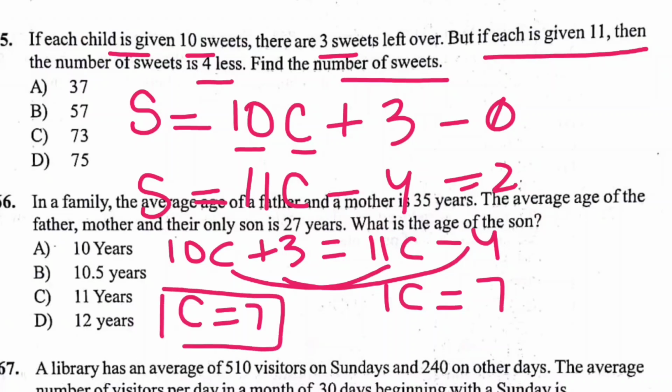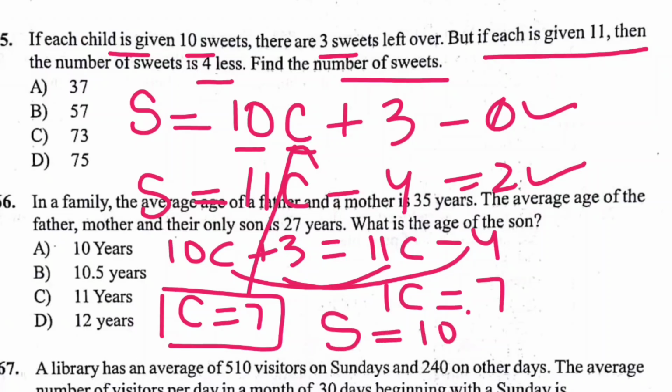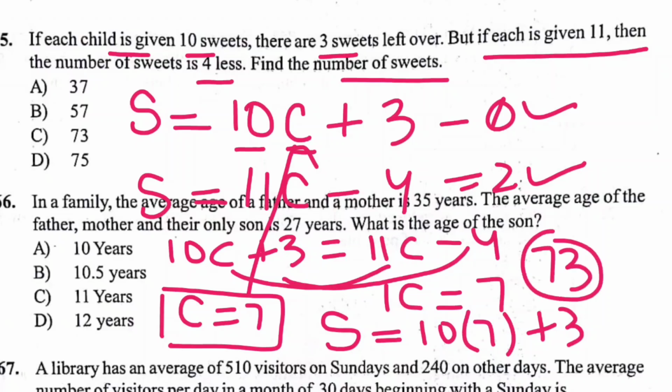Then the number of sweets will be equal to, plug C is equal to 7 either in this equation or that equation. So let's plug it in the first equation. That means the total number of sweets will be equal to 10 times the number of children, which is 7, plus 3. So this becomes 10 sevens are 70 plus 3 is 73, which will be the correct option.